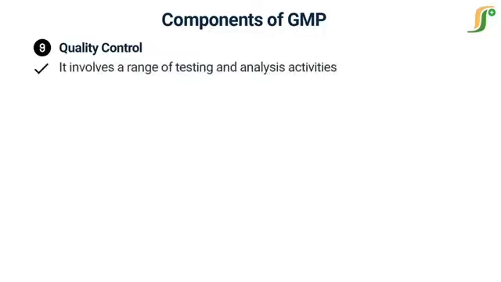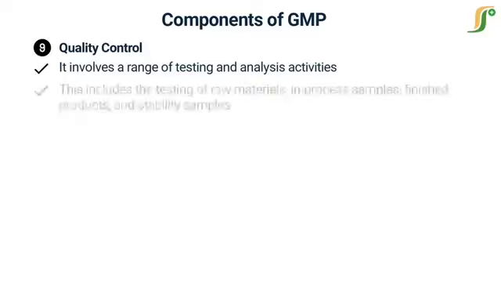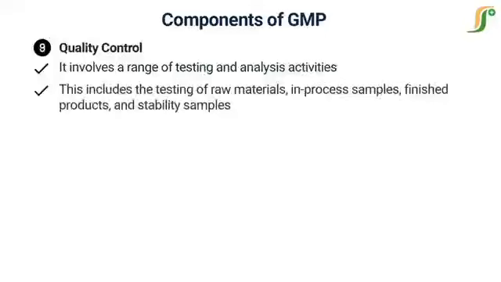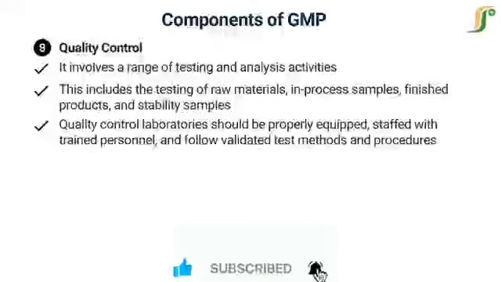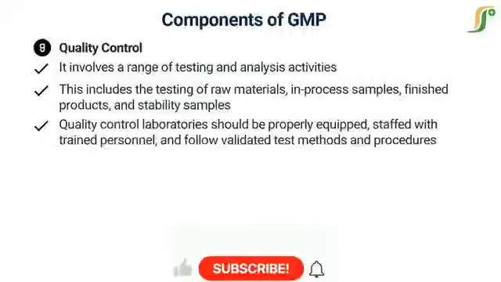Ninth and most important component is Quality control. Quality control is a crucial component of GMP and involves a range of testing and analysis activities. This includes the testing of raw materials, in-process samples, finished products, and stability samples to ensure they meet predefined quality specifications. Quality control laboratories should be properly equipped, staffed with trained personnel, and follow validated test methods and procedures.